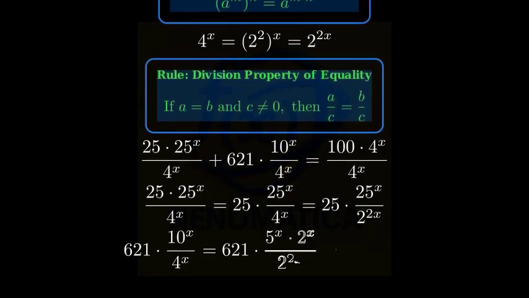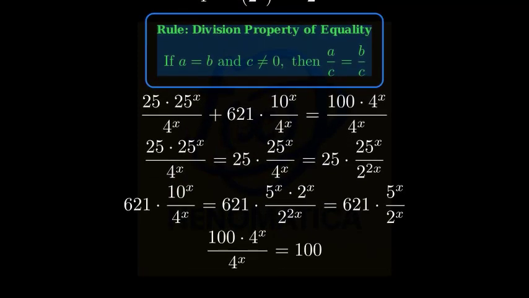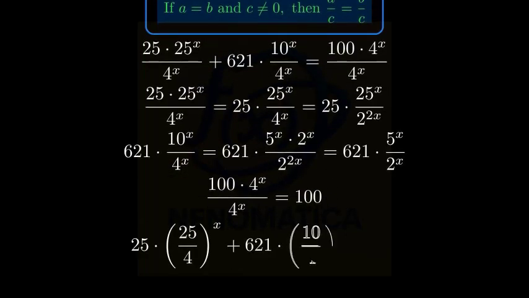For the second term, we have 621 times 10 to the power of x divided by 4 to the power of x. And on the right side, we get 100. Now, let's rewrite our equation with these simplifications. We have 25 times the quantity 25 over 4 to the power of x, plus 621 times the quantity 10 over 4 to the power of x, equals 100.